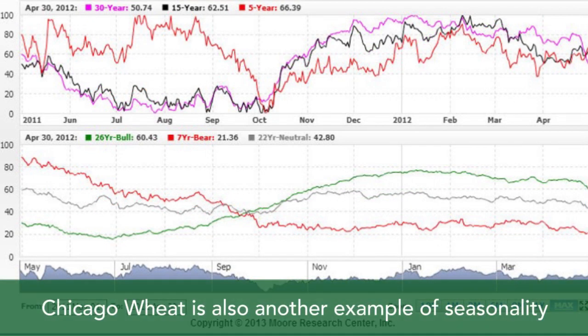Here's another example of seasonality in Chicago wheat futures. In the past 5, 15, and 30 years, wheat futures tend to rise just after harvest, also known as the post-harvest rally. During late winter, early spring, prices tend to peak. Each year, again, is different. Some years better than others. Again, you can find these seasonal charts at www.mrci.com for a small yearly subscription fee.